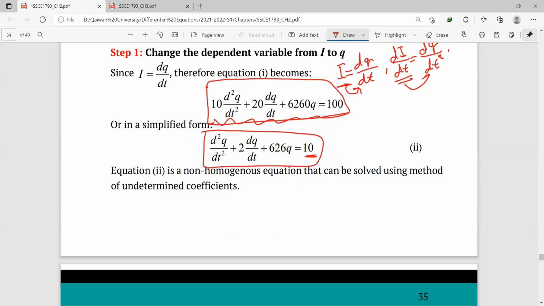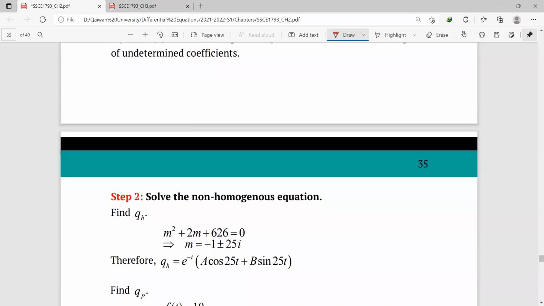For a homogeneous solution, we let the right hand side be 0, and then we write down the characteristic equation. This is the characteristic equation. We cannot factorize this, so we use the quadratic formula for finding the values of m1 and m2. That means m has two complex values. It's -1 plus minus 25i.